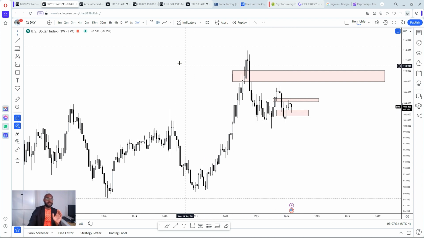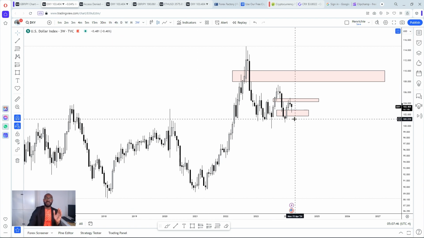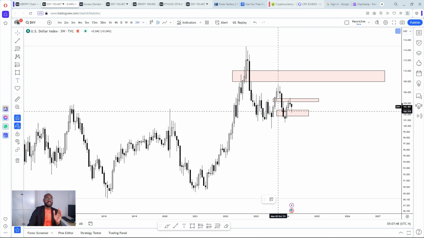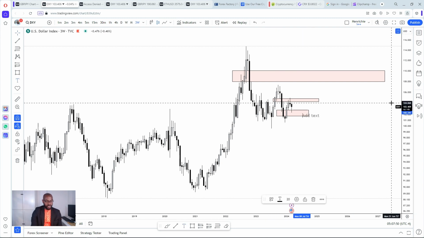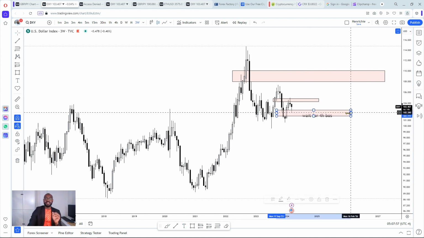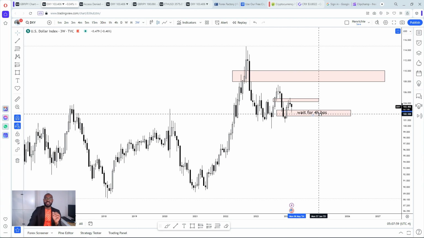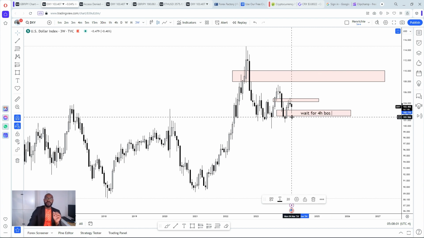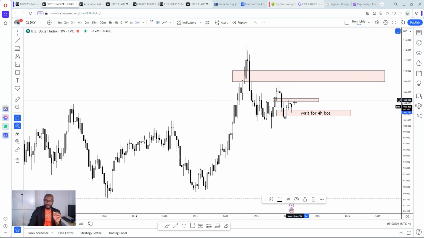After mitigating this level, the only time frame break of structure that we'll be interested in to look for trades is, we count 3 time frames, smaller time frames to the left: 1, 2, 3. So after this mitigation, if we see a 4-hour break of structure, after mitigating this 3-week inefficiency, we will be looking for buys to the upside on the US dollar pairs.